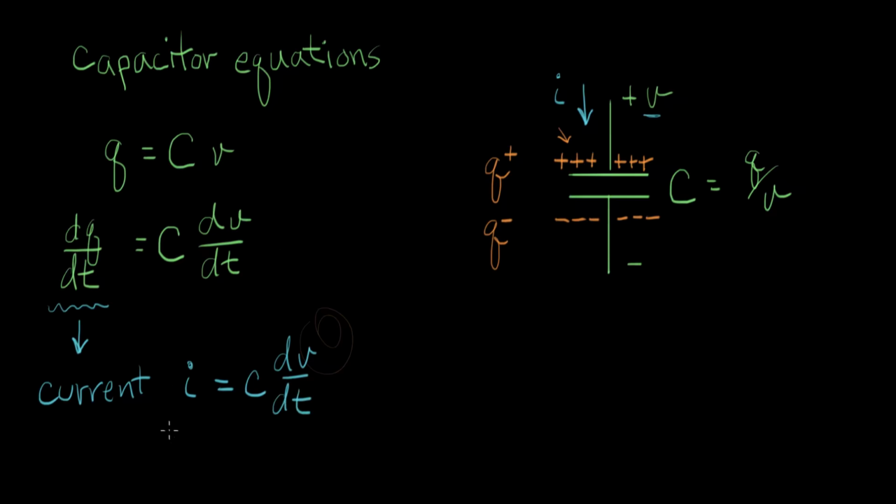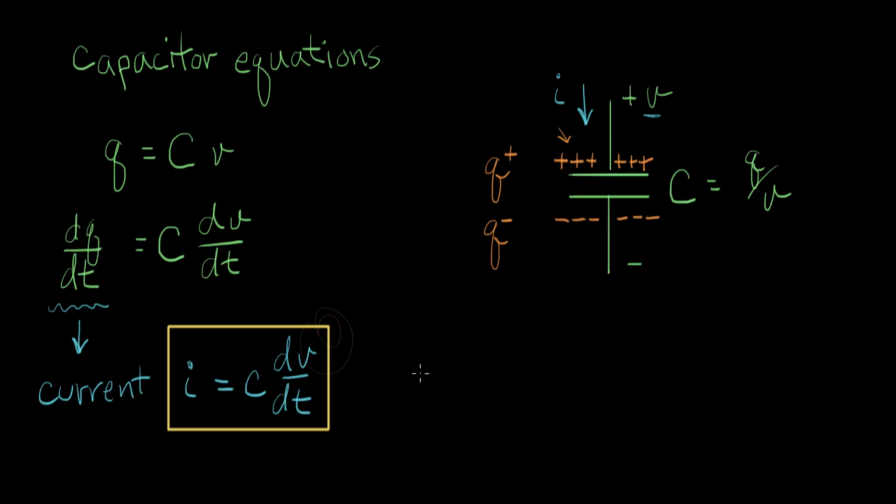And this is an important equation. That's basically the IV relationship between current and voltage in a capacitor. What it tells us is that the current is proportional to, and the proportionality constant is C, the rate of change of voltage, not to the voltage itself, but to the rate of change of voltage.